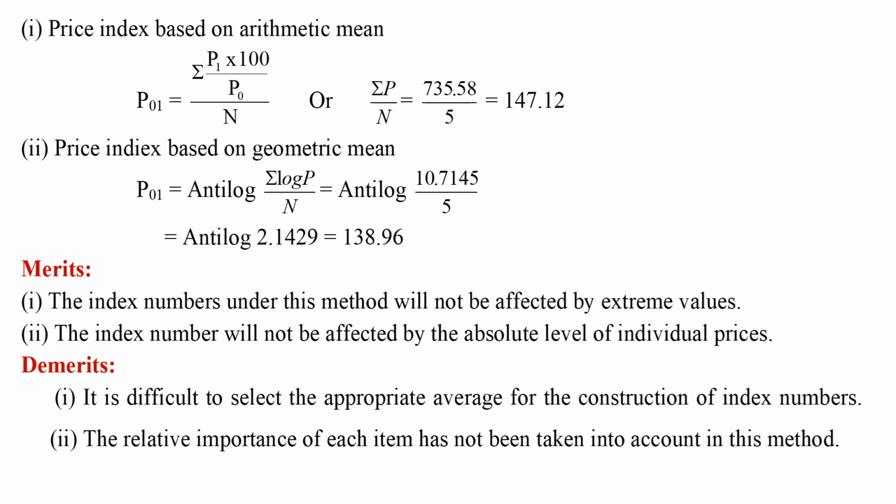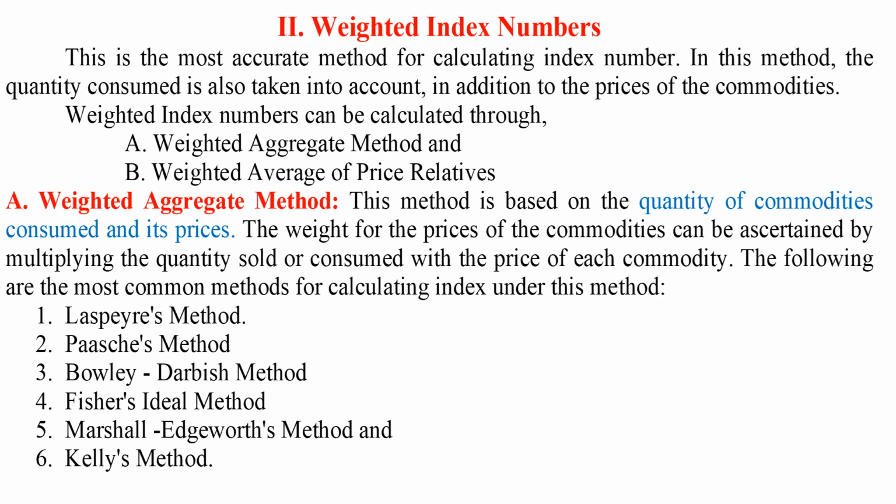1. It is difficult to select the appropriate average for the construction of index numbers. 2. The relative importance of each item has not been taken into account in this method. Weighted index numbers. This is the most accurate method for calculating index numbers. In this method, the quantity consumed is also taken into account, in addition to the prices of the commodities.